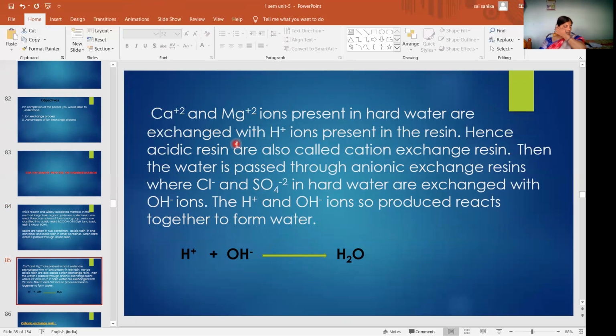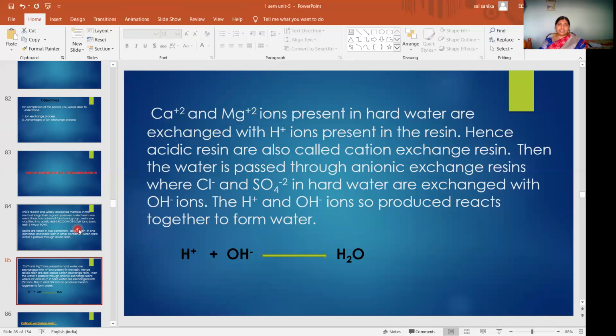So when you pass hard water into the acidic resin, calcium plus 2 and magnesium plus 2 ions present in hard water are exchanged with H plus ions present in the resin. So when you pass hard water onto the acidic resin, what is happening there? Whatever the calcium and magnesium ions, see here, calcium and magnesium are positive ions. That means cations present in hard water are exchanged with H plus ions present in the resin.